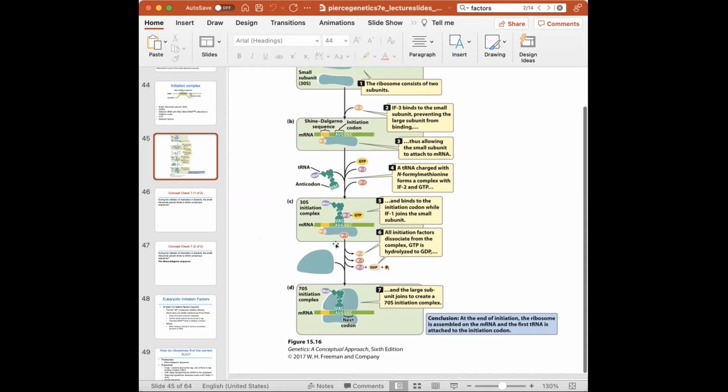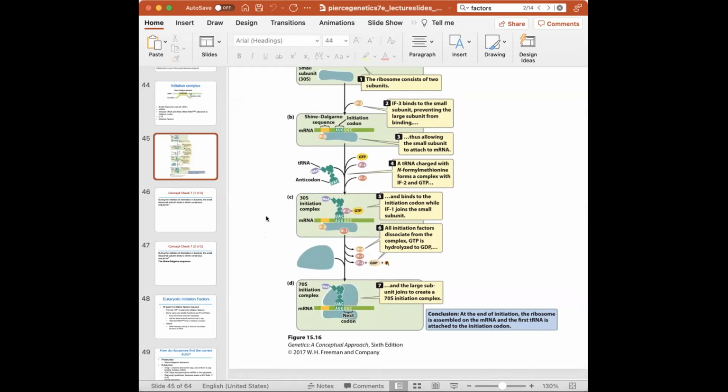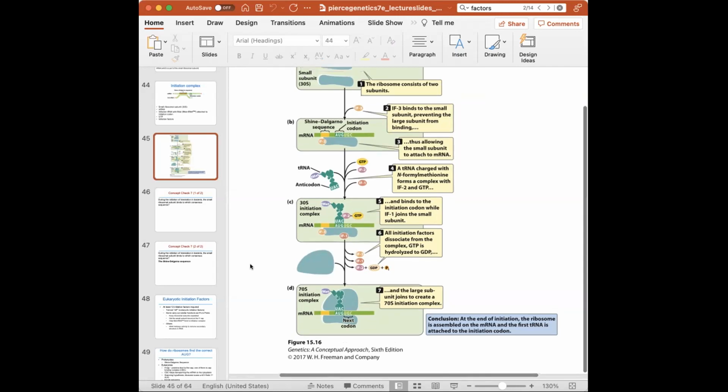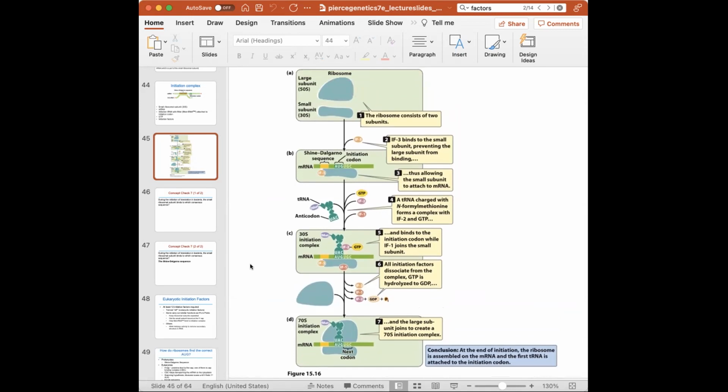Once everything is attached, you also have a GTP that comes in that provides energy to actually make your bonds. Then you can bring in your large subunit, which is the bigger subunit of your ribosome. And that's pretty much the layman's terms gist of how this works.